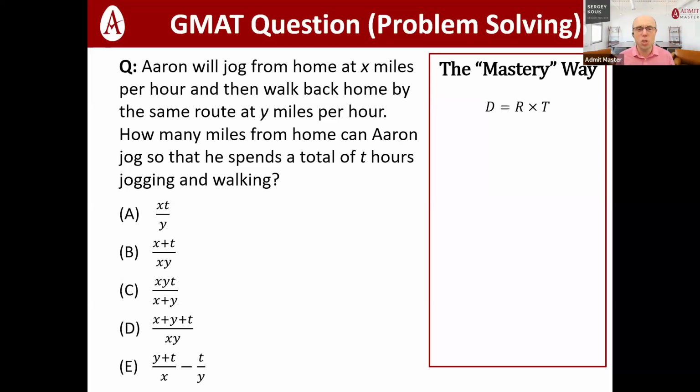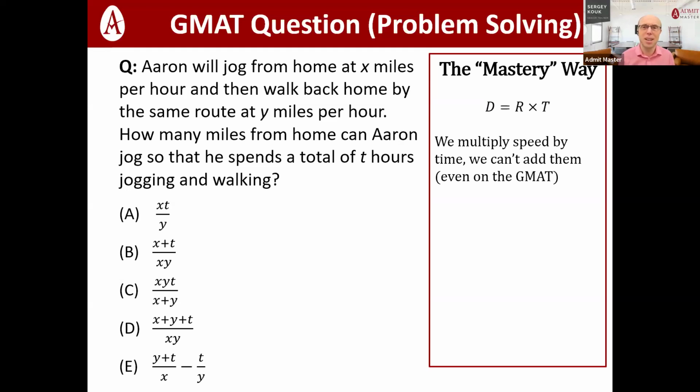Let's take a look at some answer choices. Answer choice B is trying to add speed x and time t. I mean, wait a second. We can't really add these two things. How can I add speed x and time t? That's impossible. That's just common sense. So I guess B can't be the right answer.